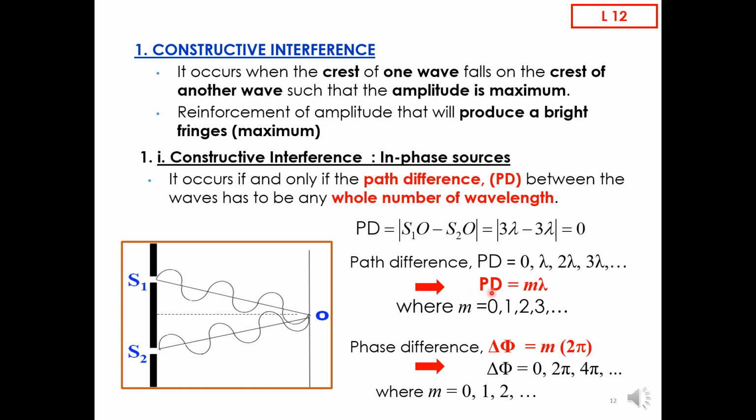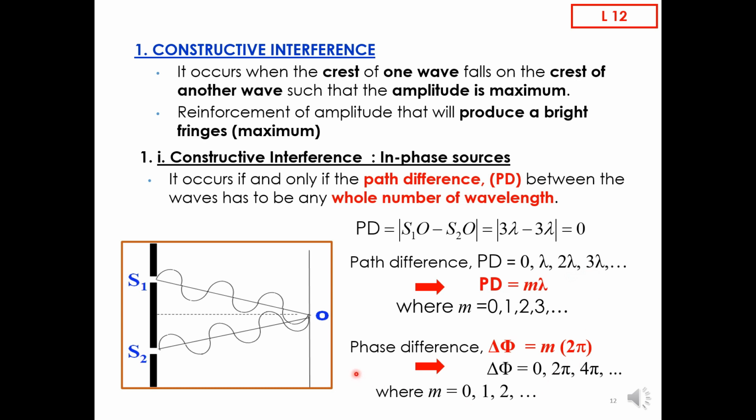So for the path difference for constructive interference in-phase source, we can use the formula path difference equals m lambda, where m is the order, and m equals 0, 1, 2, 3. Okay, so when we substitute order 0, the path difference is 0. When we substitute order 1, okay, m is 1, so we get lambda. Okay, so if we substitute 3, our path difference equals 3 lambda.